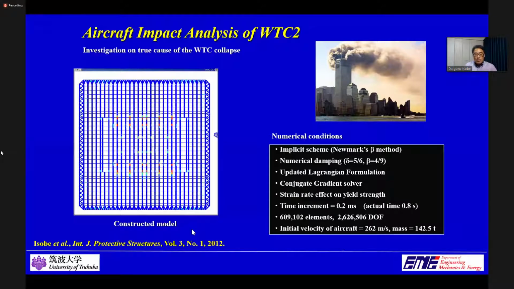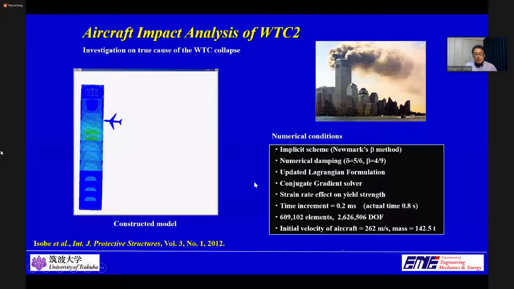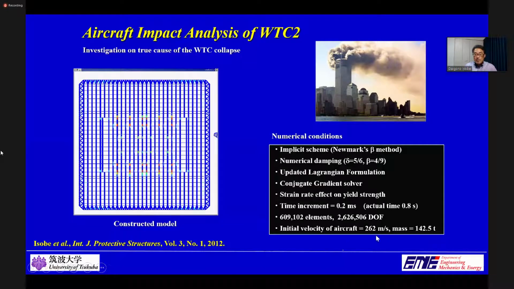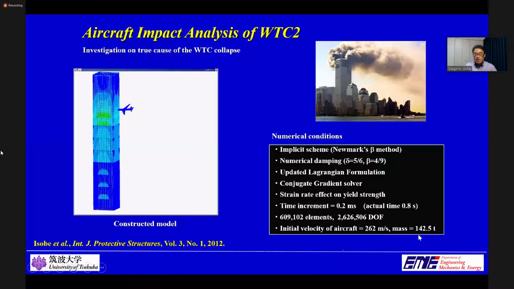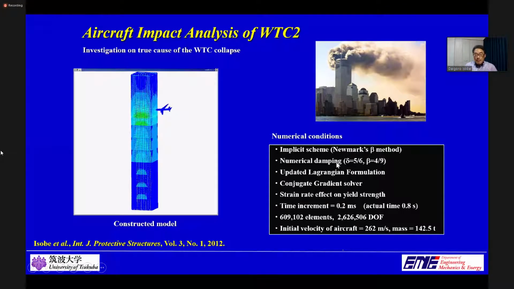All structural members of the aircraft were assumed to have box-shaped cross-sections and the material properties of extra super duralumin. The initial velocity of the aircraft was set to 262 meters per second, and the total mass at the time of the impact was assumed to be around 140 tons. We applied the implicit scheme with numerical damping as a time integration scheme to avoid any numerical instabilities.